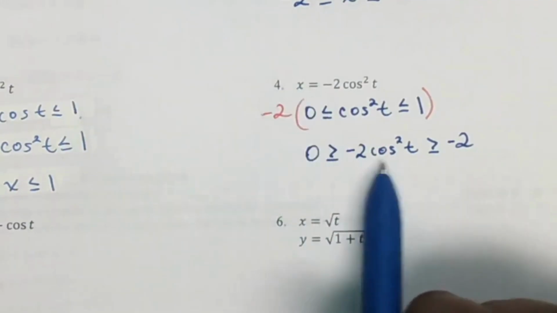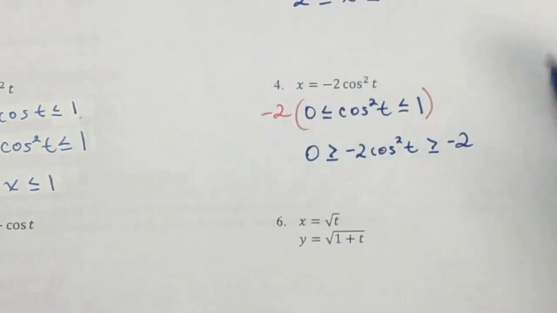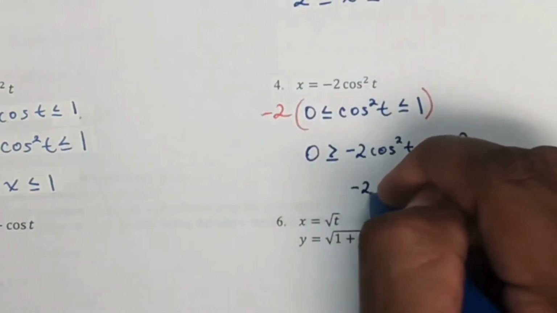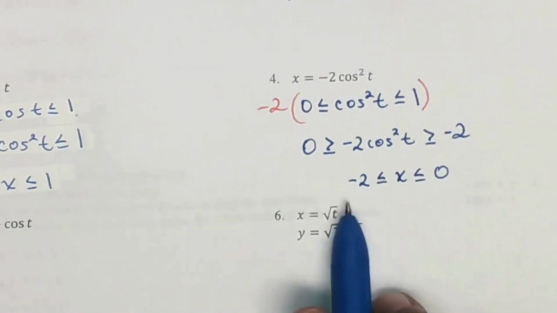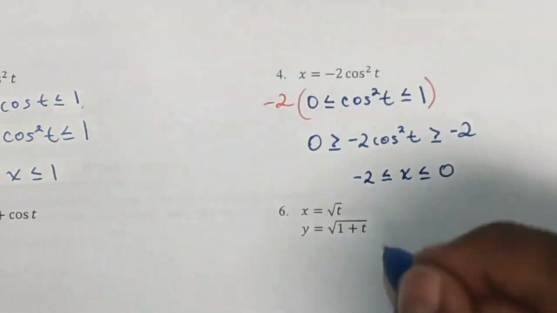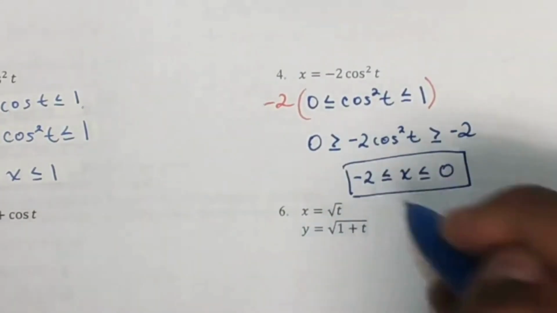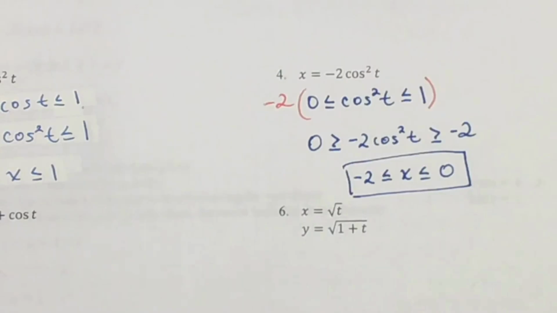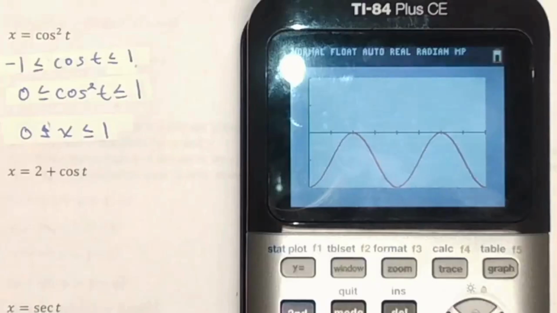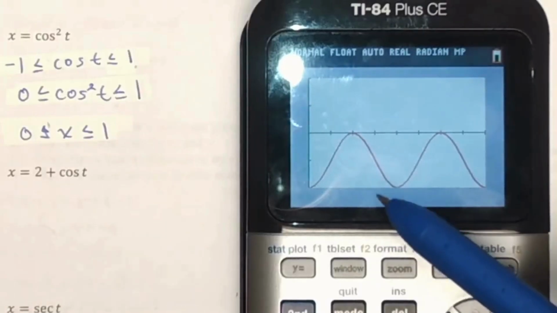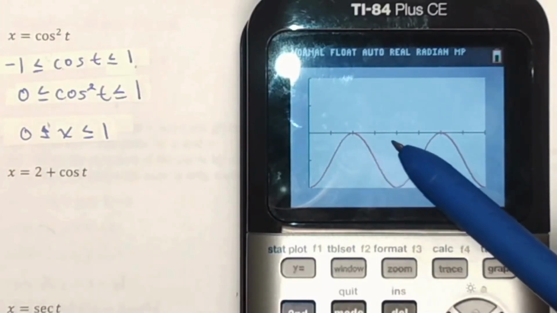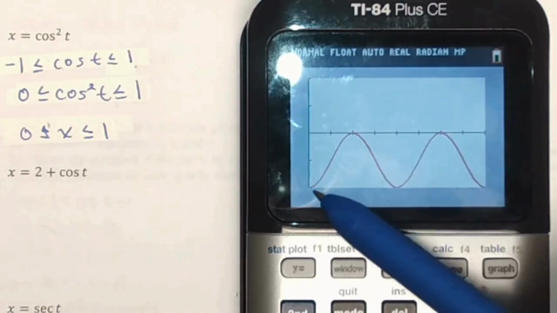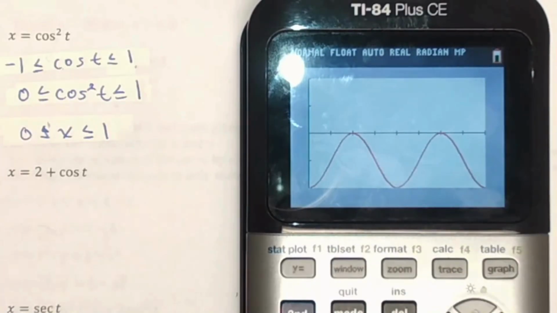So since we're talking about this -2 cosine squared being x, and I'm just going to change the order because, I don't know, I'm weird and like my inequalities to always be less than or equal to, or just less than. So my restrictions on my x's are going to be between -2 and 0. If you wanted to, you can plug this into the calculator and see how multiplying by -2 makes all our values negative, still stuck at 0, but ends up going all the way low to -2.